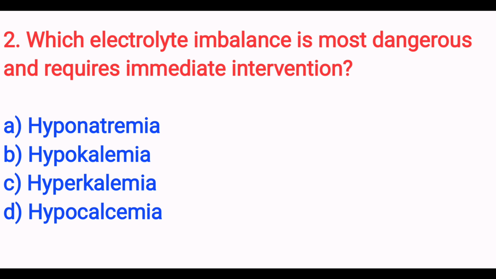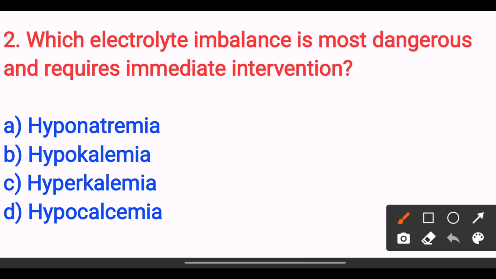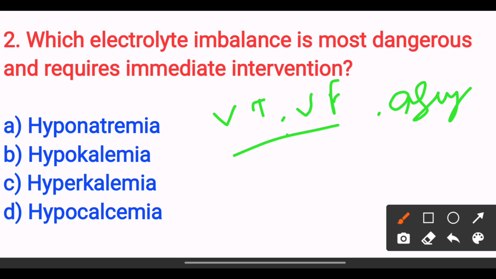Hyperkalemia, because high potassium causes life-threatening cardiac arrhythmias, for example ventricular tachycardia, ventricular fibrillation and asystole. ECG changes include tall peaked T waves. It is the most urgent imbalance to correct.